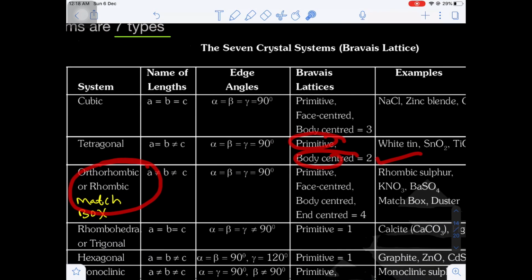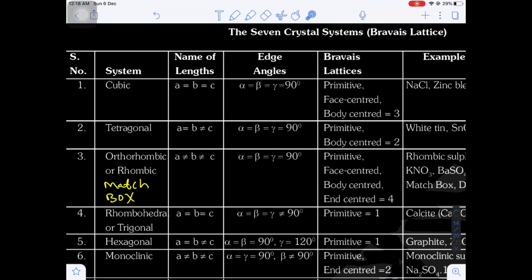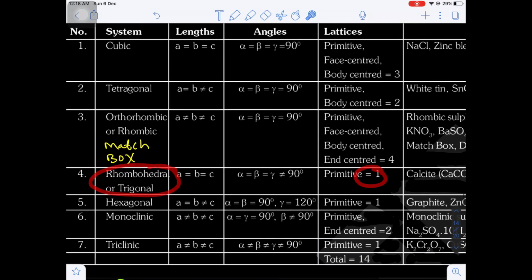This is very important. There are 4 types of Bravais lattices present. Primitive will be present, face-centered will be present, body-centered unit cell will be present, and end-centered will be also present. Next, rhombohedral or trigonal, only primitive unit cell will be present. Hexagonal is also only primitive. In monoclinic, primitive and end-centered will be present. In triclinic, primitive only. Are you getting my point?